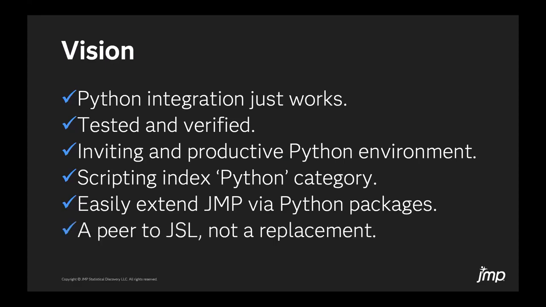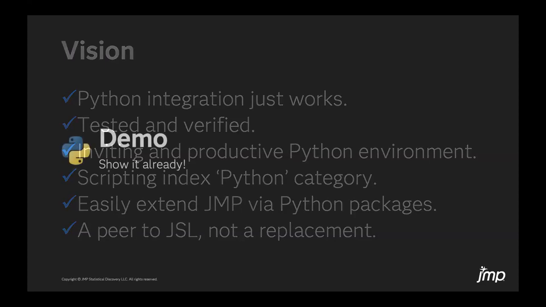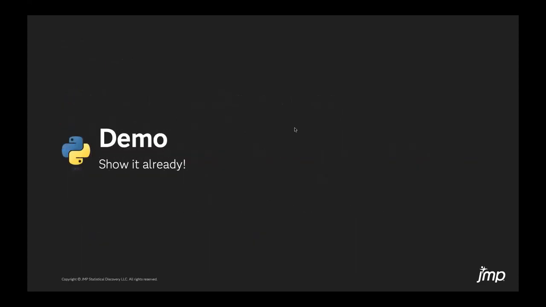And finally, see this as a peer to JSL, not a replacement. With Python, we're trying to make sure it's a comfortable, familiar environment for Python programmers. So for example, it's zero-based indexing where JSL is one-based indexing. We didn't want to change that. We want to make sure that it behaved the way a Python programmer would expect our objects to behave. So let's show it already, the fun stuff.